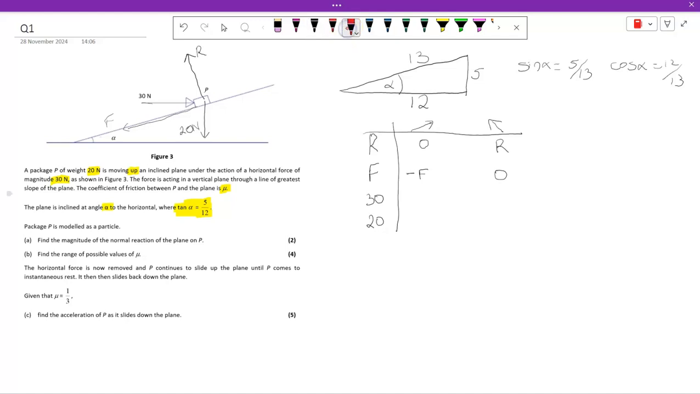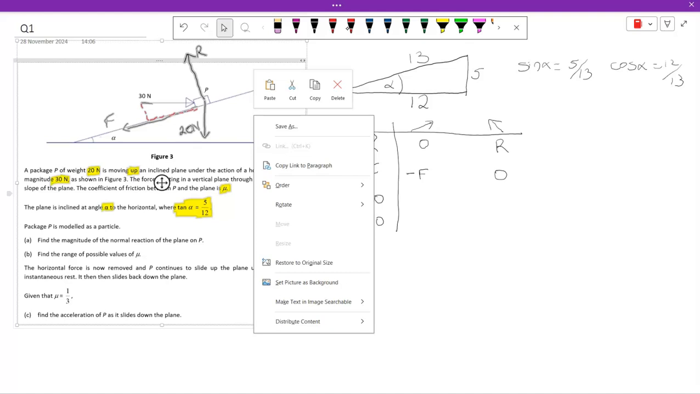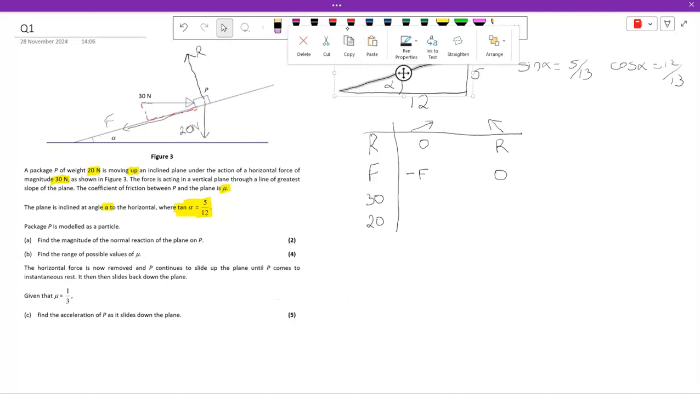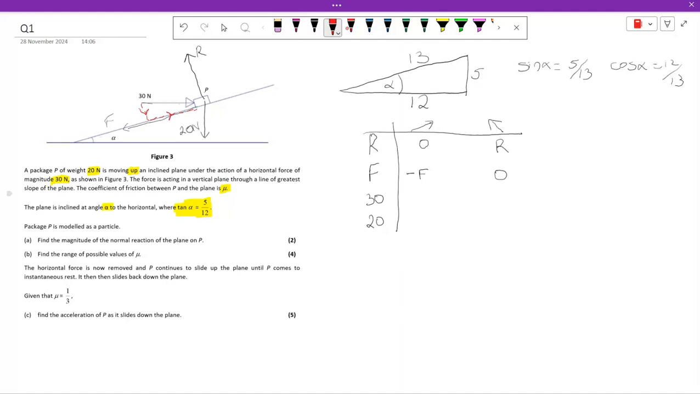Now, because the 30 newton force is horizontal, I need to resolve that. So I'm going to make a triangle, just in red so we can see it there. There's my perpendicular, and this is my parallel component for the 30 newton force. The perpendicular will be going into the slope, and the parallel will be going along the slope. And this angle, because of Z angles, is alpha. So parallel to the slope, I've got 30 cos alpha, and perpendicular to the slope, I've got 30 sine alpha.